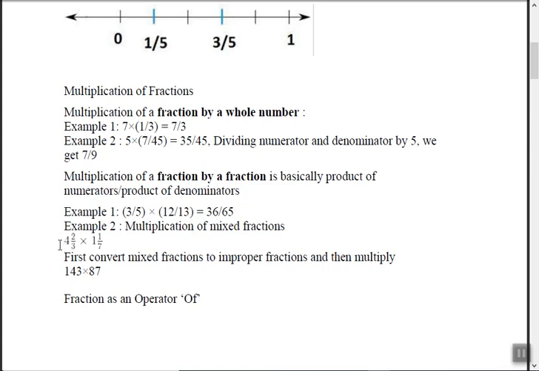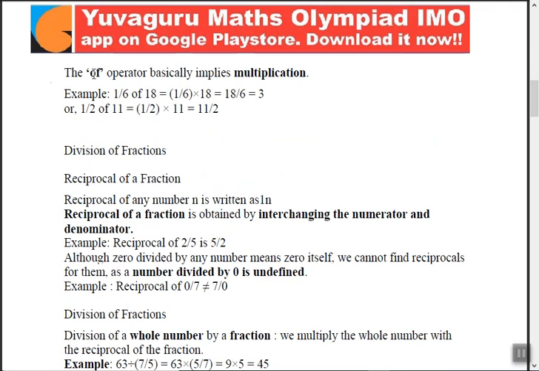Suppose you have to multiply a mixed fraction, then what? Convert it to an improper fraction. So 4 into 3 plus 2, right? Similarly, 7 into 1 plus 1. So 8 upon 7 into 4 3s are 12 plus 2, 14 upon 3. Multiply numerator by numerator and denominator by denominator, and you will get the answer. Remember, the word 'of' generally implies multiplication. Whenever you see 'of', we have to put a multiply sign there.